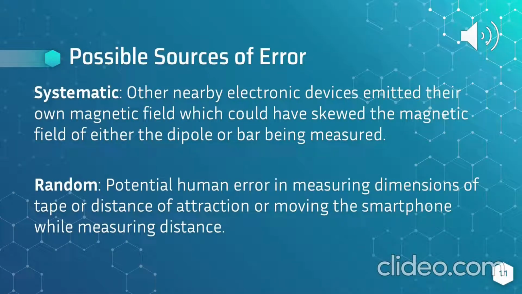However, data is not without its error. Possible sources of error include, on the systematic side at least, other nearby electronic devices emitting their own magnetic field, which could have skewed the magnetic fields of either the dipole or bar being measured. Random sources of error include potential human error in measuring dimensions of tape or distance of attraction. This also includes holding up the smartphone and measuring an incorrect value, or moving the smartphone while measuring.